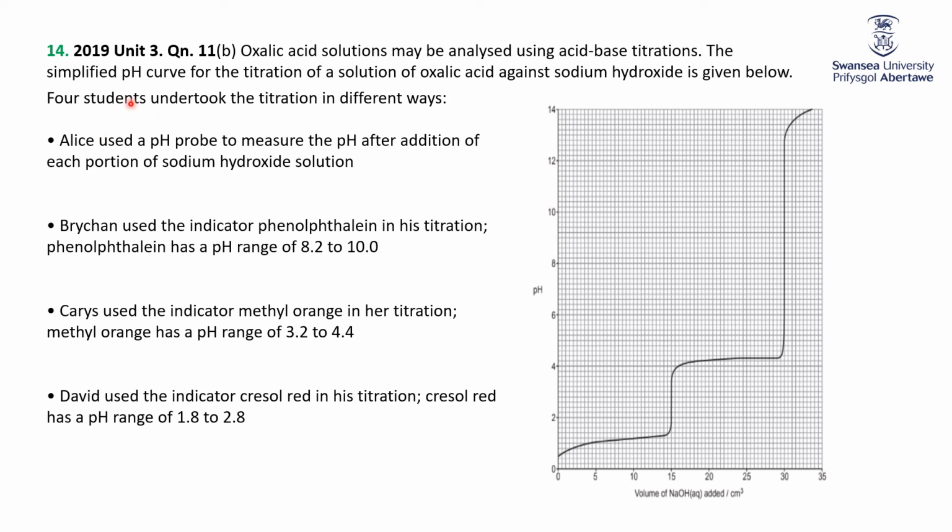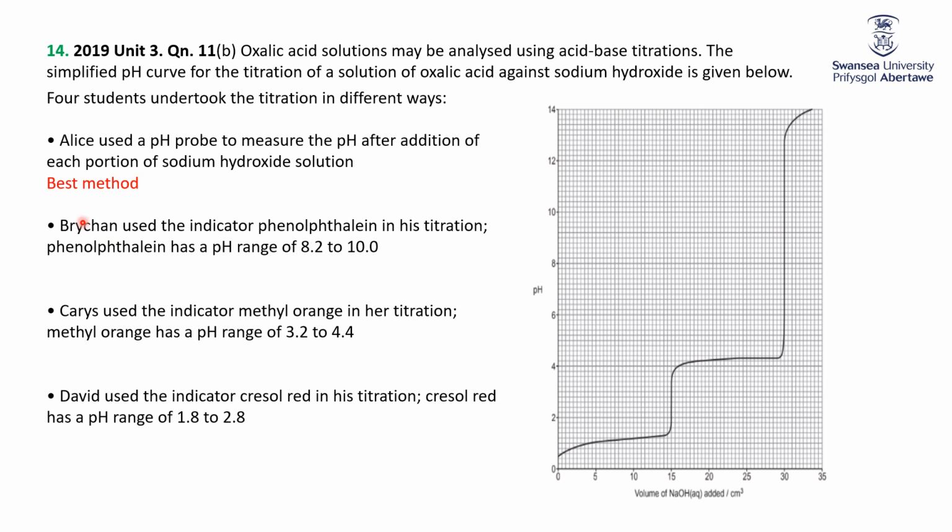Now we want to talk about the different titrations. So Alice used the pH probe to measure the pH after addition of each bit of sodium hydroxide solution. That's the best method. That's how you get this pretty little curve. You can see exactly the volume of the equivalence point, the first one there, the second one there, and move on.